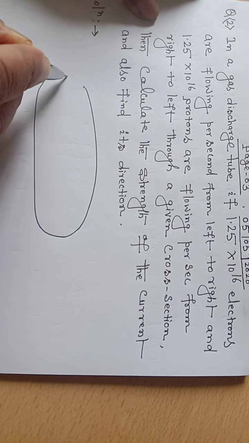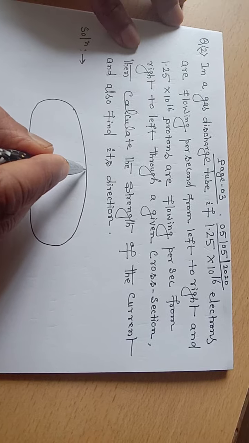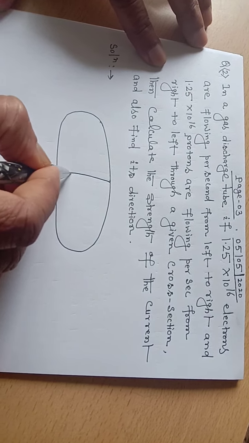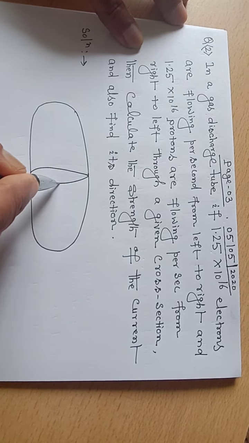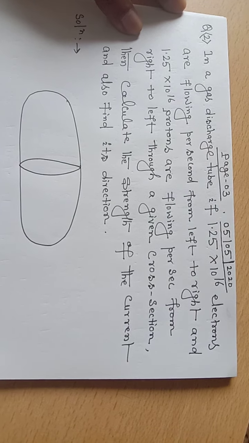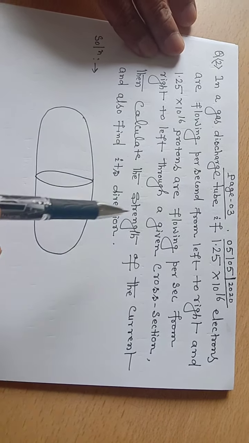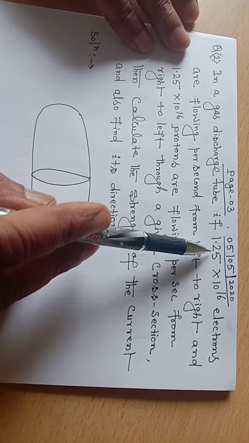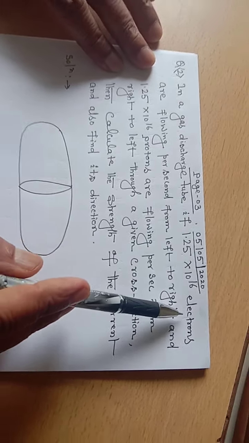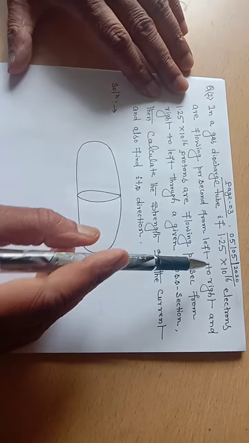Let this be a discharge tube and build a cross section area. This is the cross section area. Through this cross section area, 1.25 into 10 to the power 16 electrons are flowing per second from left to right.